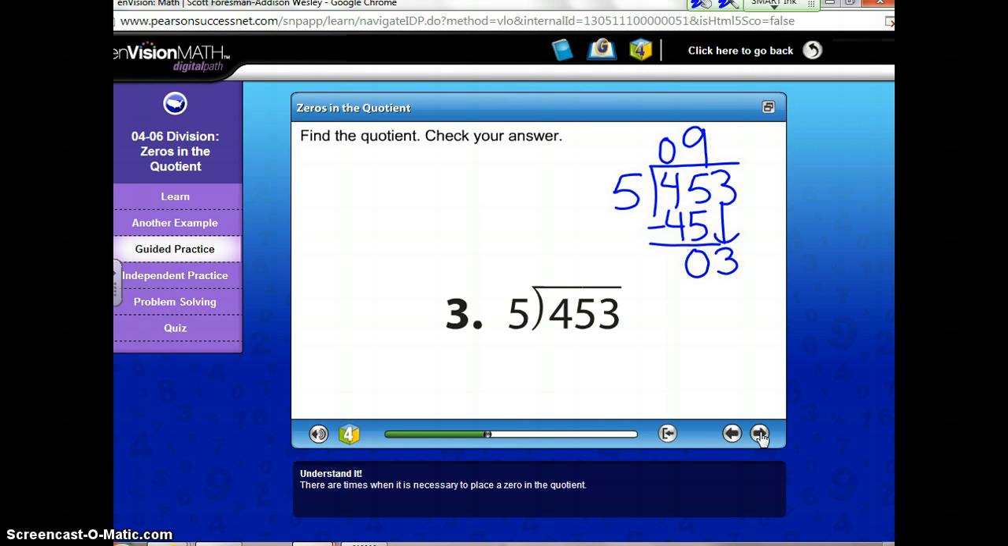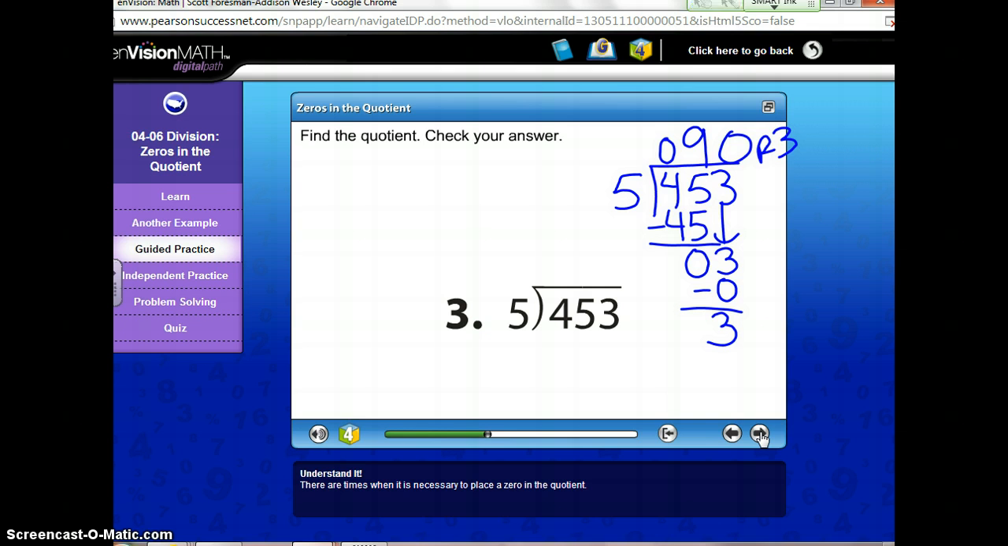How many 5s are there in 3? 0. And then 0 times 5. Now what? My remainder's 3. There it is. Put your thumb in the air if you got that one right.